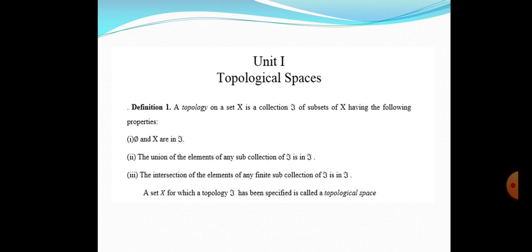Students, what is topology? You know, what is the literal meaning of the word topology? Yes, the word topo means surface. The word logo means study. So, topology is nothing but study of surface.